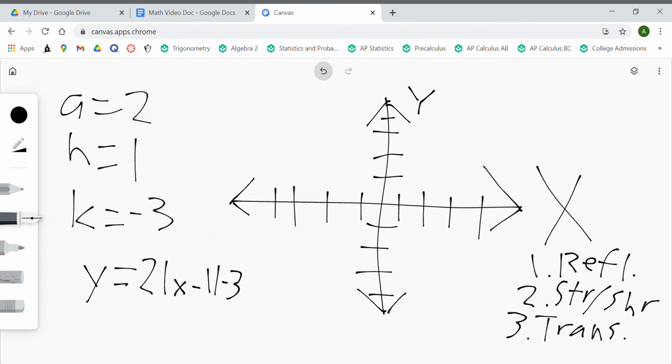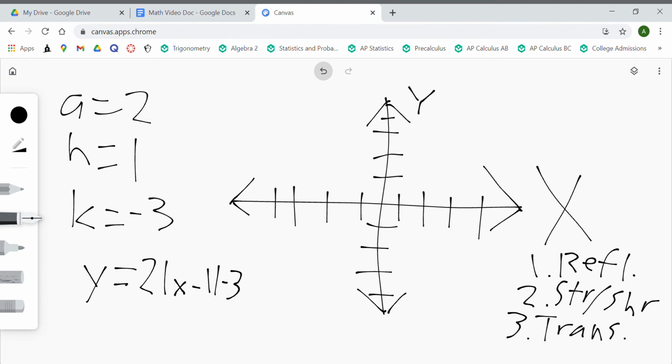Alright, so let's see if we have any reflections to deal with. I would take a look at this and say we have no reflections because our a value happens to be positive, and if we have a positive a value, that means the V shape opens up.